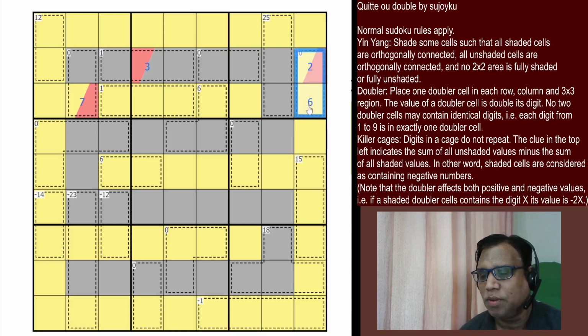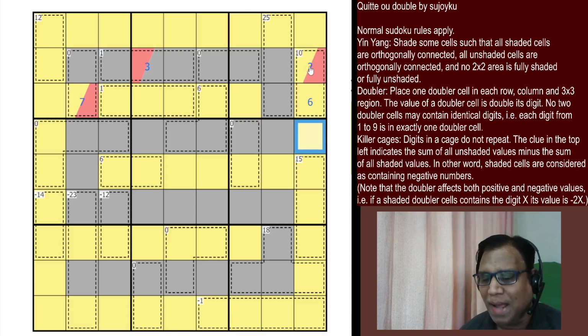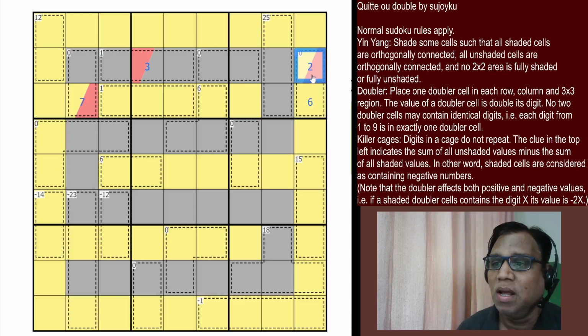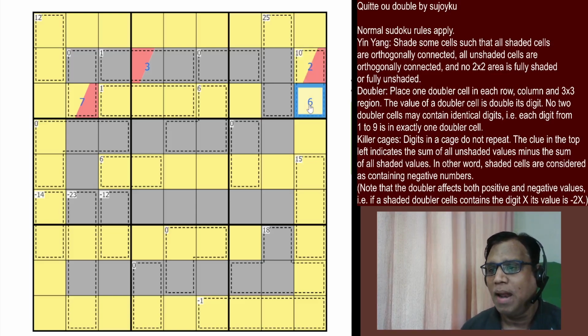When you look at it without the doubler, this sum seems to be 8. But because this is a doubler, the actual value of this is 4, and the value of this is 6. So this becomes 10.